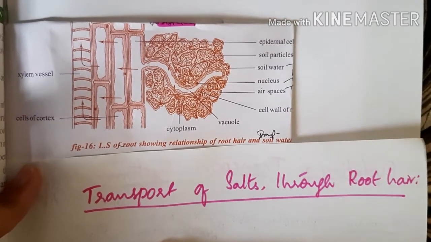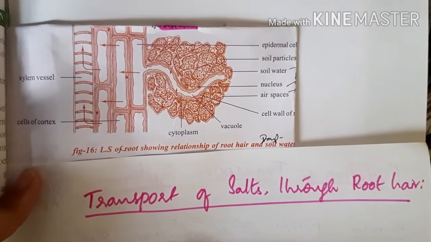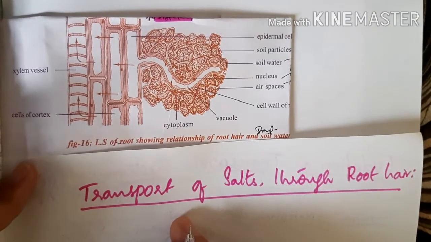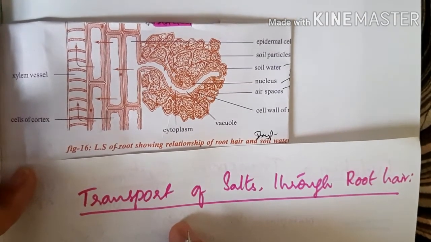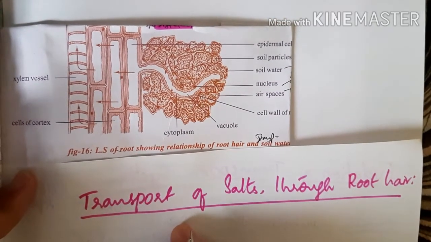Hello everyone. In the last video we discussed the blood clotting process. In this video we will discuss the transport of salts through root hair, how water and salts are transported through root hairs. We will see that.